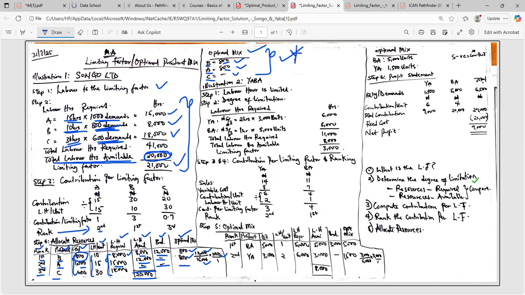So I said, once you have solved this table in your examination, please spell it out. Optimal mix: B 800, A 800, C nothing. Okay, 800, 800, and nothing. That is it. Any question?